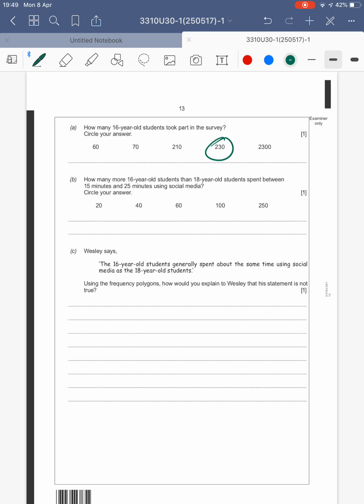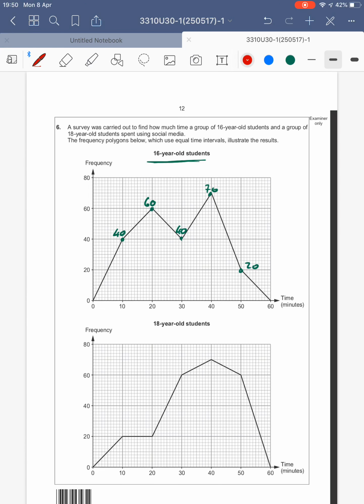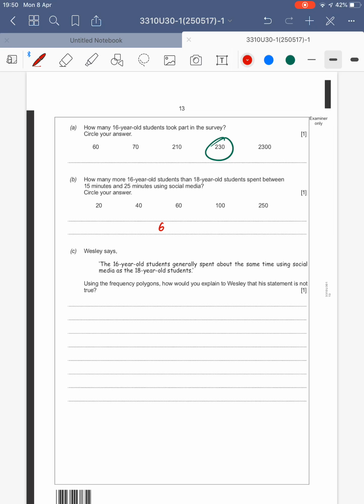How many more 16-year-old students than 18-year-old students spent between 15 minutes and 25 minutes? So we need to find out how many for both and then take them away. So 15 to 20 minutes. Here's 15, here's 25 minutes. So they were 60 16-year-olds, and the 18-year-olds would have been 20. So the difference is going to be 60, take away 20, which is 40.